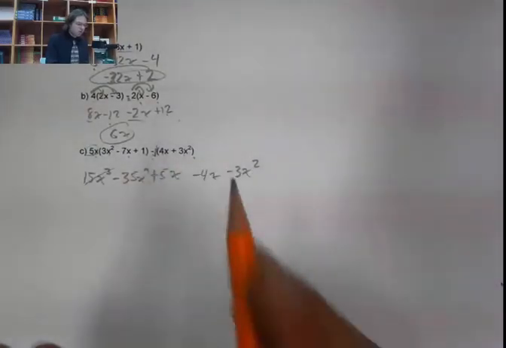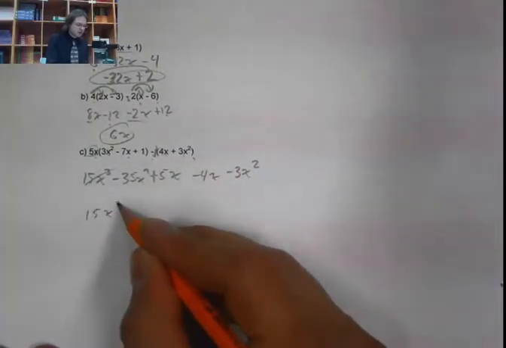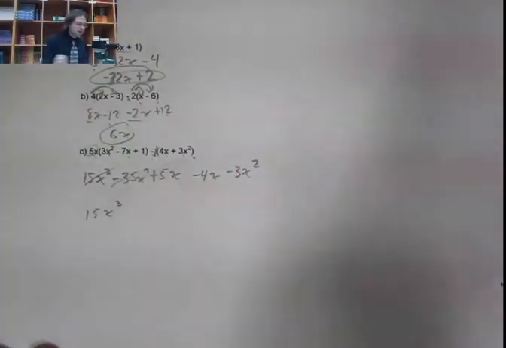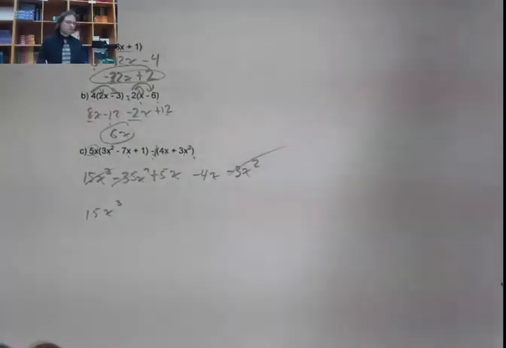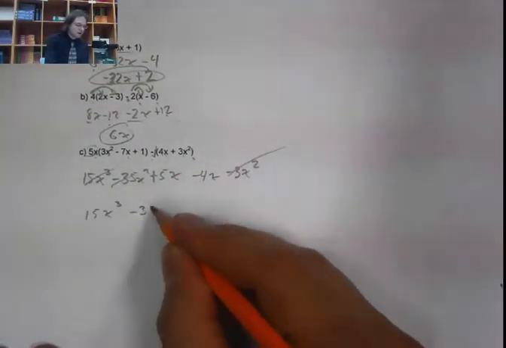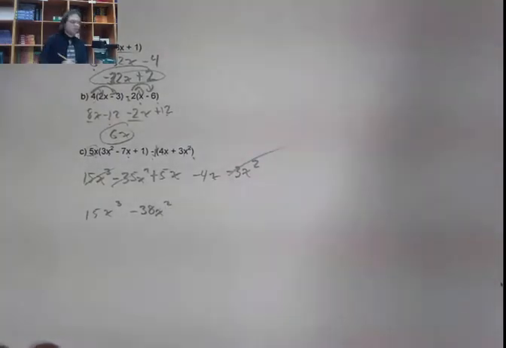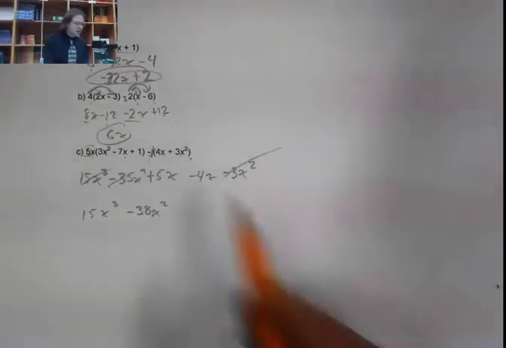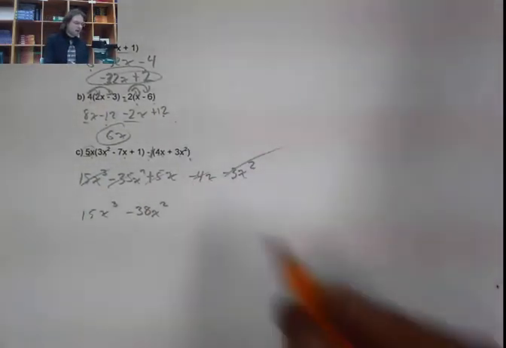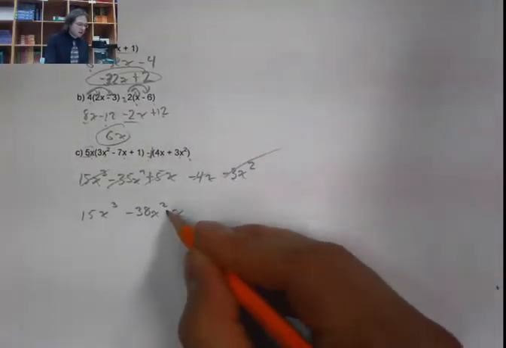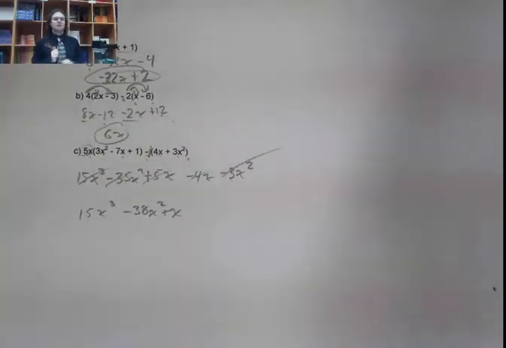Cubes. I only have one cube, so I have 15x cubed. Now let's look at my squares. I have negative 35x squared and negative 3x squared, which give me negative 38x squared. Okay? Now we have 5x subtract 4x will give me x, and that's a positive. And that is my answer.